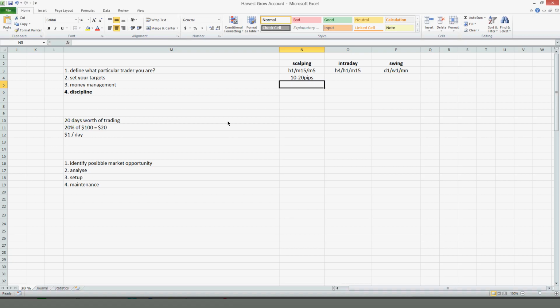Okay, and then if you're an intraday trader, then obviously your target should be about 20 to 40 pips, depending on how the market moves on the day, because on a daily basis there are big players in the market, so the market will be able to move more than 100 pips a day. So if you're just targeting 20 to 40 pips, I think that's more than enough. If you're a swing trader, then obviously you're going to go for 50 pips and above.